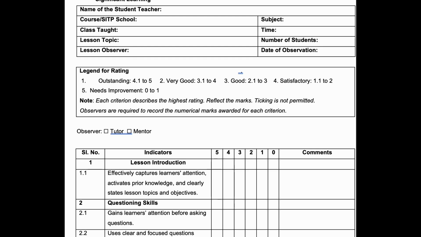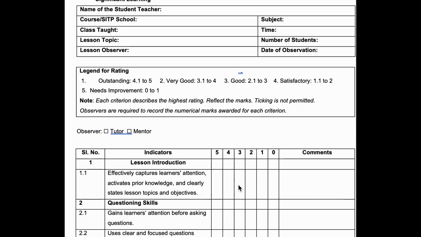In this section of the observation form, we'll focus on the 4 important teaching skills: lesson introduction, questioning skills, reinforcement skills, and lesson closure. As mentors and student teachers, our goal is to understand what effective classroom practice looks like and how these indicators can guide professional growth. Let's begin with lesson introduction.